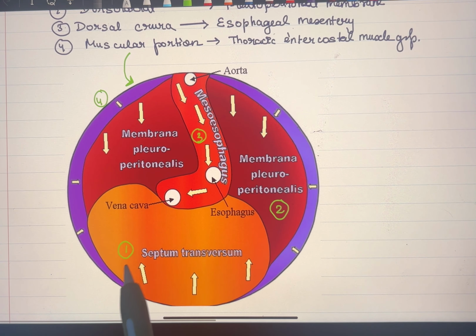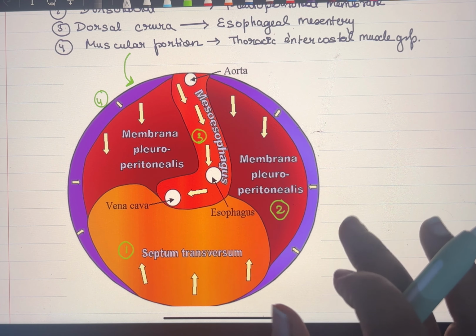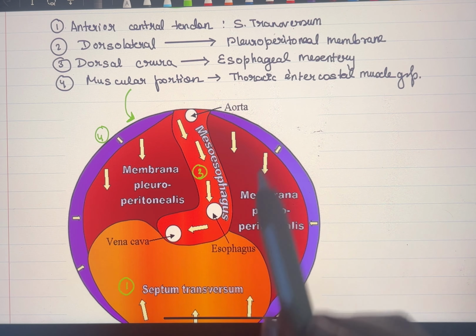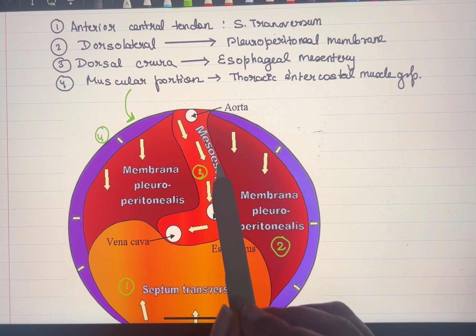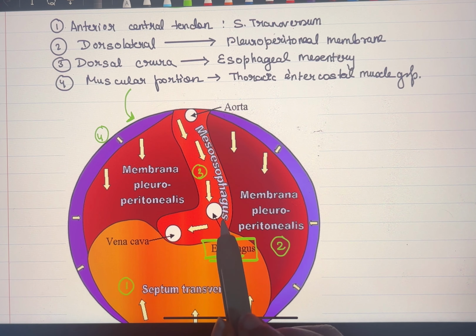Here we can see the four parts. Number one is the central tendon, that is from the septum transversum. Number two, here we can see the membranous or pleuroperitoneal membrane, which is the dorsolateral part. And number three, this is the esophagus, and this is the esophageal mesentery.